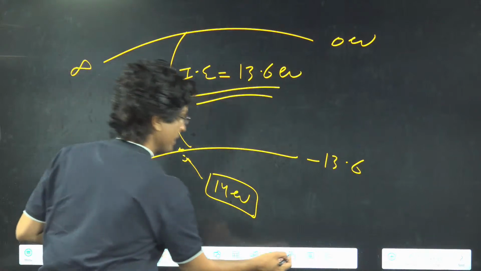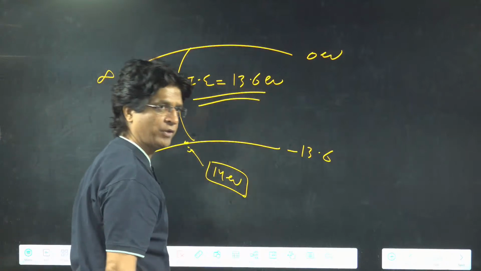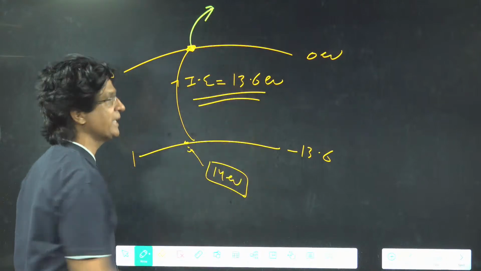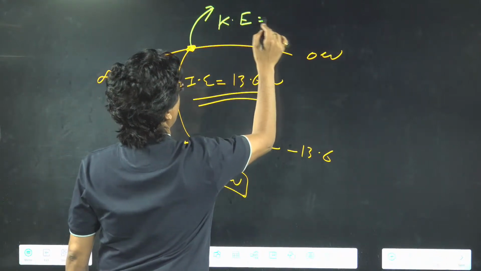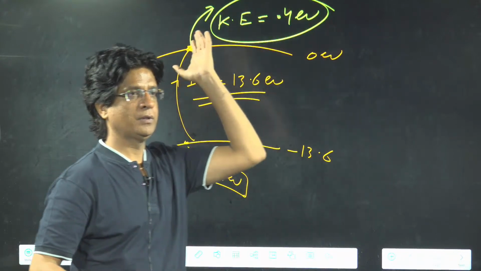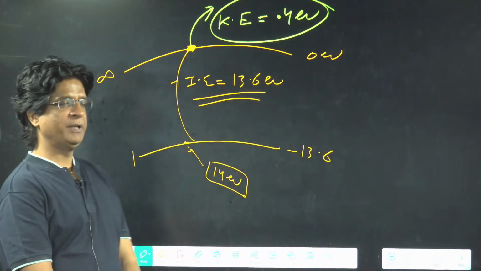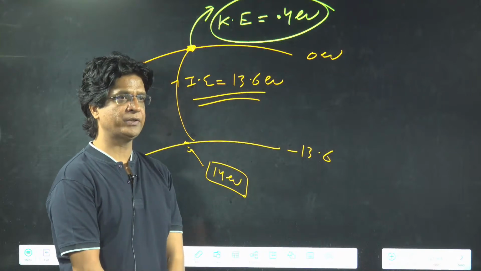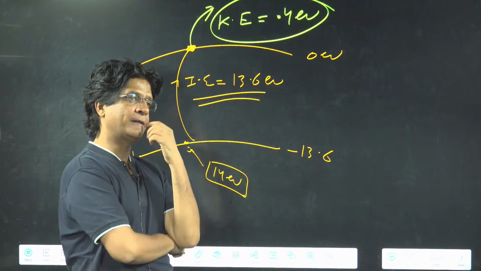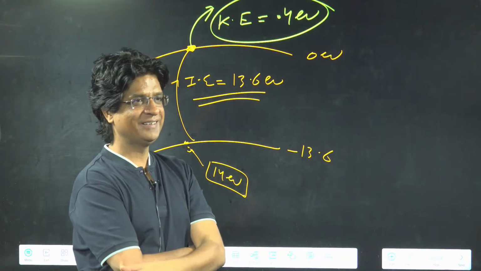That means this electron will first use 13.6 electron volt to reach orbit number infinity, and from here it will run away with a kinetic energy of 0.4 electron volt. This electron will fly away beyond infinity. It will be ejected completely with a kinetic energy of 0.4 electron volt. Yes or no? Are you getting it?